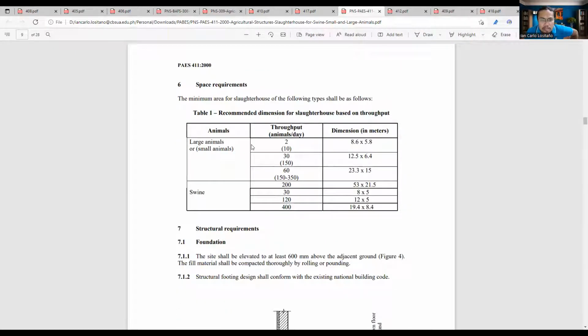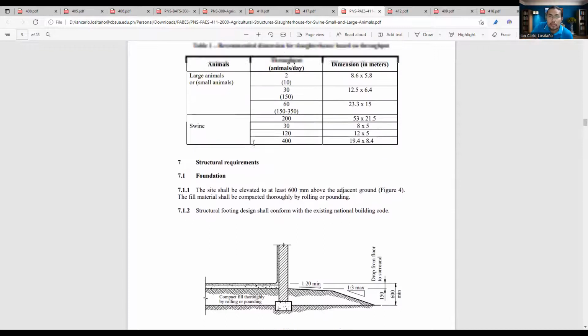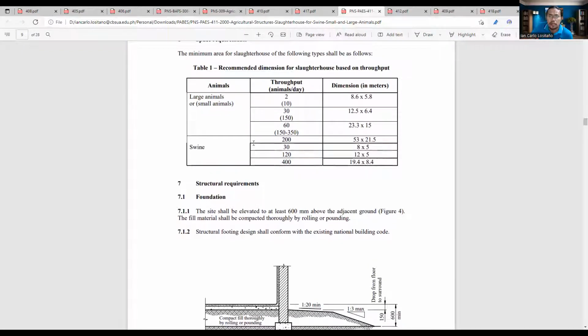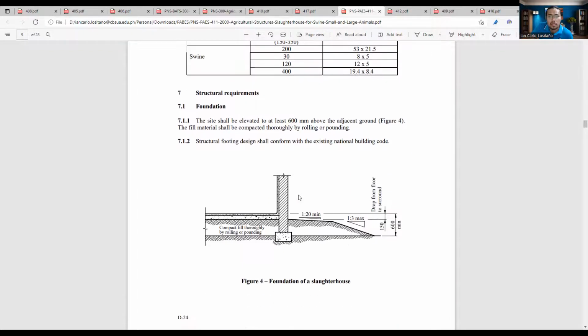Okay, for large animals, there's a recorded throughput, the output of animals per day, 2 and 10 for small. For swine, it's 200, wait, should be 30, okay? And you have here the dimensions of the slaughterhouse, right? The minimum area. And again, depending on the type, if it's A, double A, or triple A.